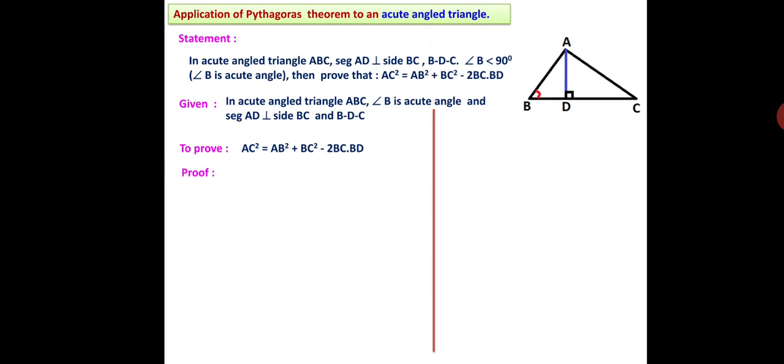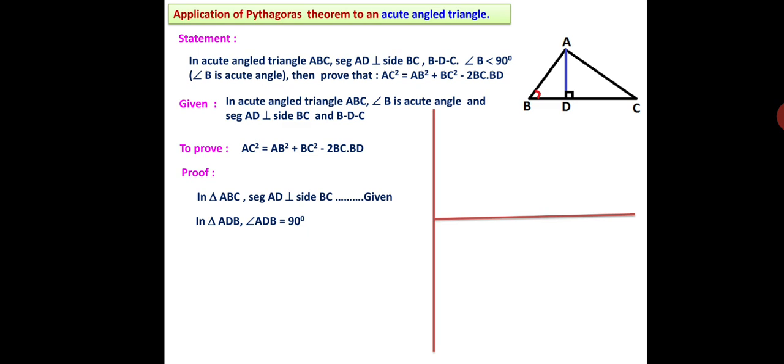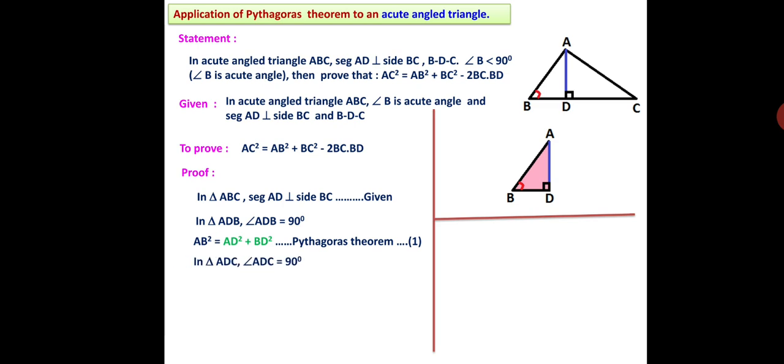So let us try for the proof. It is given that in triangle ABC, AD is perpendicular to BC. So in triangle ADB, this is extracted from the original one, angle D is 90, therefore we can apply the Pythagoras theorem. AB square is equal to AD square plus BD square. Let this be equation 1. Also, we will consider this triangle ADC wherein angle D is 90. Therefore, we can write AC square is equal to AD square plus DC square by using Pythagoras theorem.